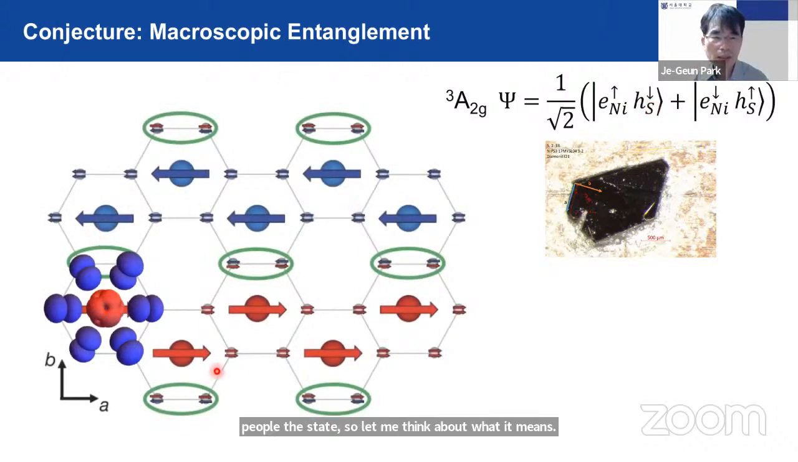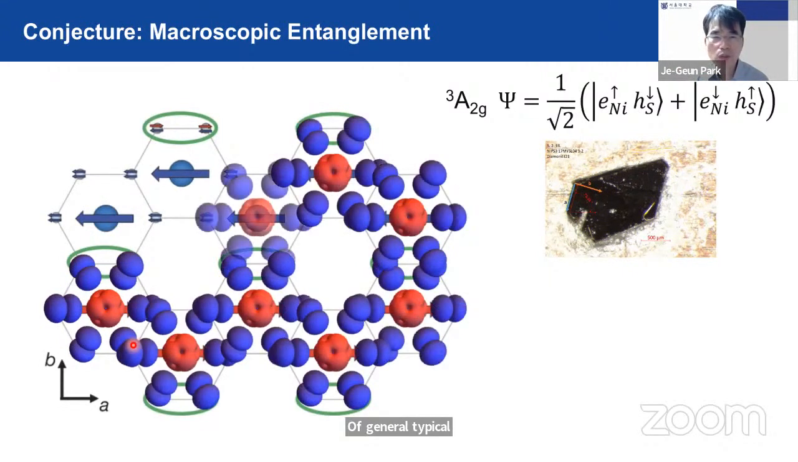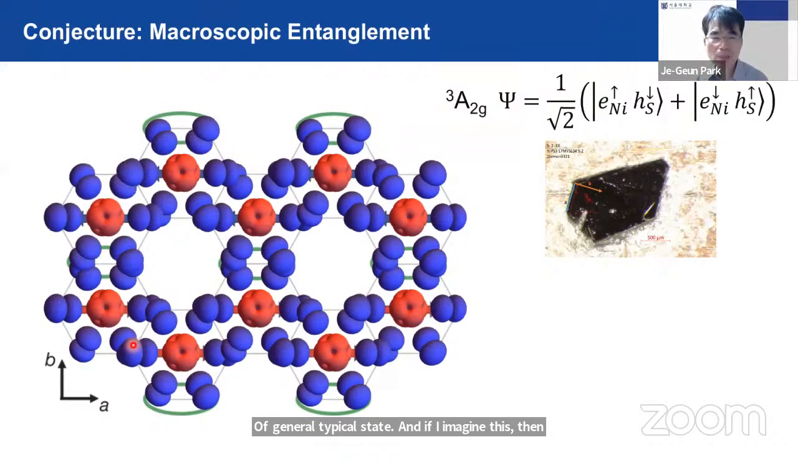I have this honeycomb lattice, and each nickel forms zigzag chains. As I said, this nickel-sulfur-six cluster forms a many-body wave function. These are schematic pictures of the Zhang-Rice triplet state. If I imagine this triplet state covering the whole lattice, then you can imagine that these nickels are entangled through, say, a common sulfur. So my conjecture, or an interesting question, is: can we have macroscopic entanglement? That is still an ongoing question.